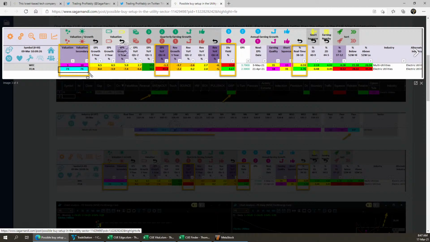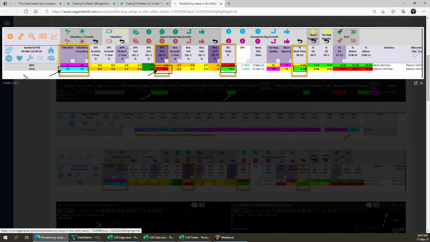And FE was undervalued. It didn't have great earnings growth. That is fine. I am allowed to buy based on either valuation or earnings growth in the Q technique, any one of them. If I have both of them, great, but any one of them is also fine. And it had a nice dividend yield of 4.6%. It was up by 2.76% at that time.